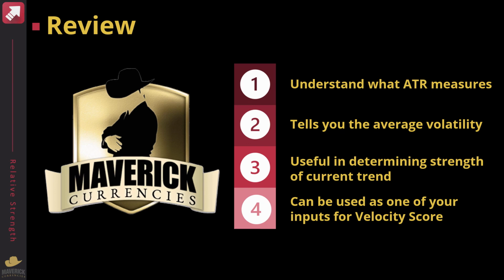It's very useful in determining the strength of the current trend. Rising ATR tells you it's getting stronger. Falling ATR tells you it's getting weaker. And you can absolutely use ATR as one of your inputs for your volatility score. Go in, backtest this, see if you like it. Maybe you like it better than RSI. Swap it out. It's no problem. We just want to get good inputs to give us a good score.